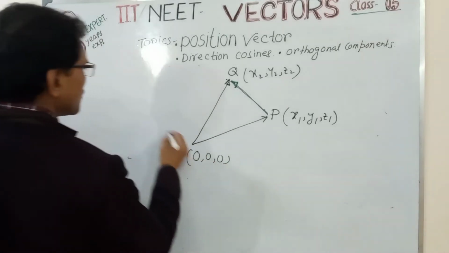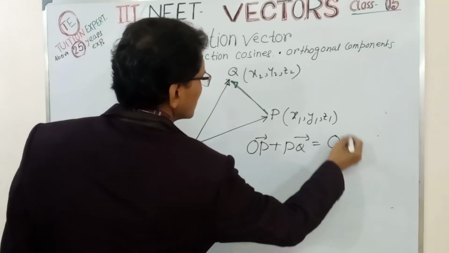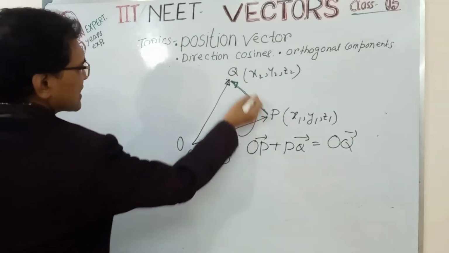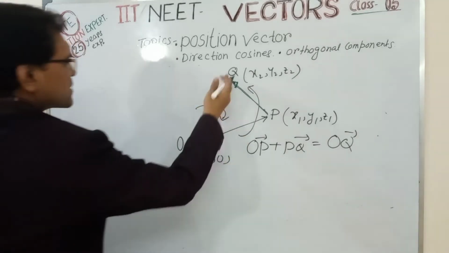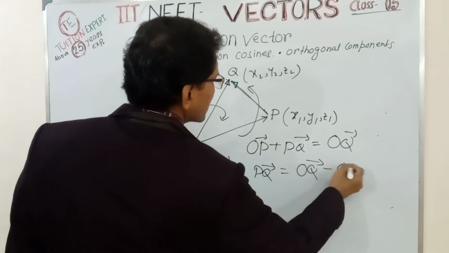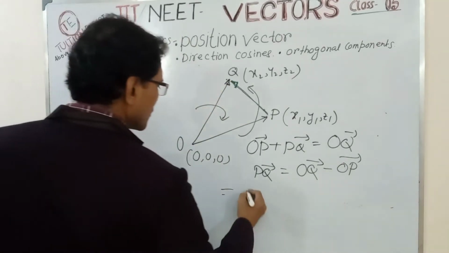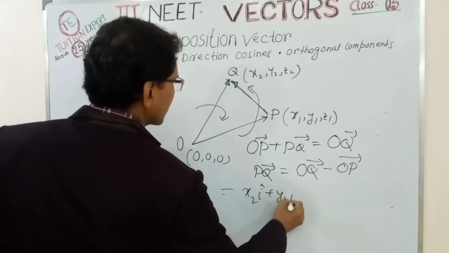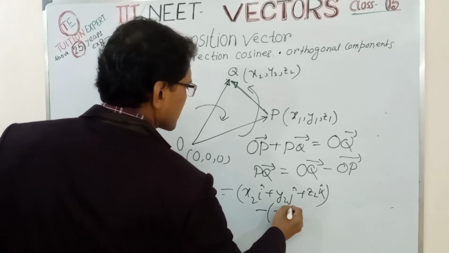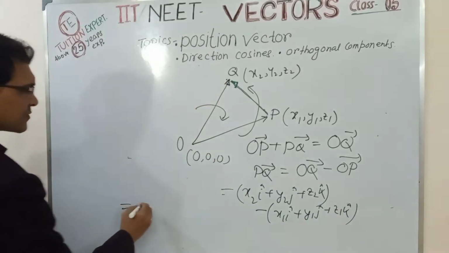Now from the triangle rule, OP plus PQ equals OQ, because OP and PQ are taken in the same order and OQ is in the opposite order. So OP plus PQ equals OQ. From that, PQ equals OQ minus OP. Now what is OQ? OQ equals this, minus this, so this becomes the result.